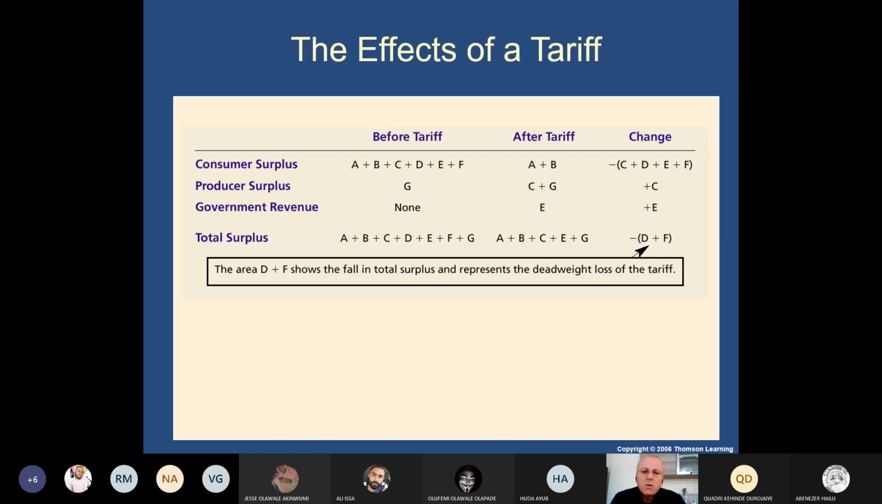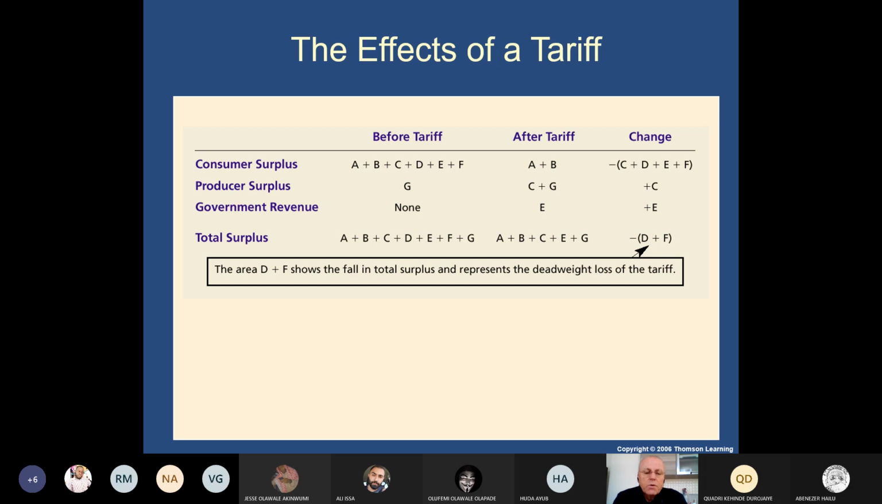And when we look again at the table, the consumer surplus before the tax or tariff is A plus B plus C plus D plus E plus F, and after the tax it is reduced to A plus B only, and the reduction in consumer surplus is the area C plus D plus E plus F. And the producer surplus was only G before the tax or tariff, and after the tariff it increases to C plus G, and the change is only the area C.